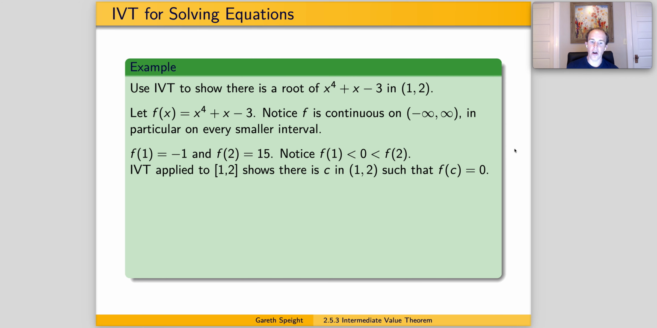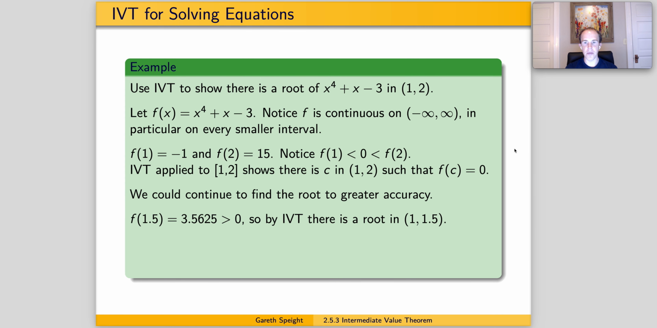But something worth knowing is that you can keep going further and further to find the root. So here, knowing the root is in 1, 2 doesn't really help us if we want to get a good approximation or really know what the root is. So how can we keep going? Let's suppose we compute f of 1.5. I chose 1.5 because it's in the middle of 1 and 2. We know the root is somewhere in 1, 2.